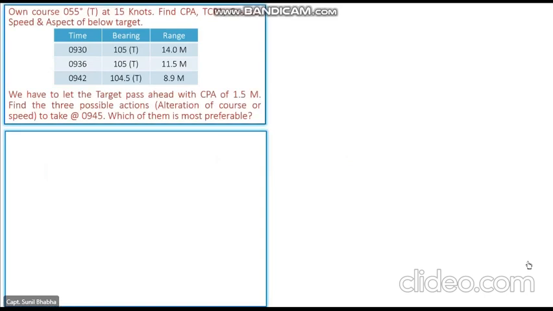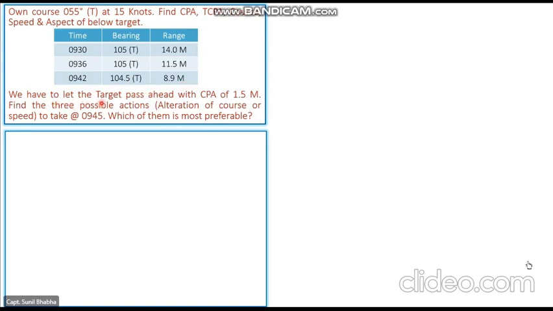Let us now see an example where we are required to take action for achieving a particular clearance or CPA. We have the question on the screen. Own ship's course is 055 degrees true, speed 50 knots. Find the CPA, TCPA, course, speed and aspect of the below target. The bearing and range of the target at 0930, bearing is 105, range is 14 miles. After 6 minutes, at 0936, the bearing is 105 degrees, range is 11.5 miles, and at 0942 the bearing is 104.5 and the range is 8.9 miles.